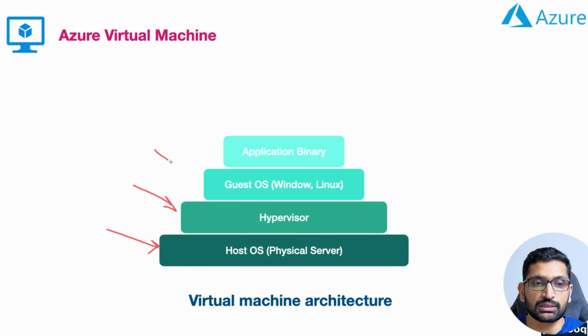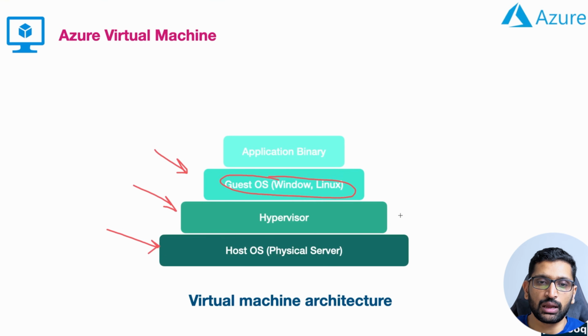Then comes our guest OS, that is our virtual machine. So this is where our virtual machine comes into the picture. And here we can provision different types of virtual machine, which can be Windows, which can be Linux. And in Linux also, we have different flavors of virtual machine. So you can choose what kind of virtual machine you want to provision.